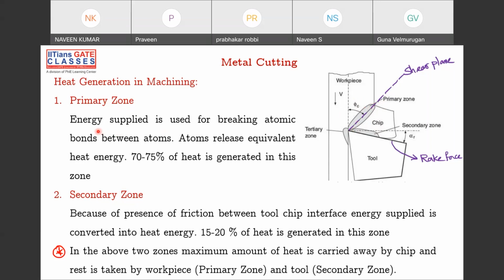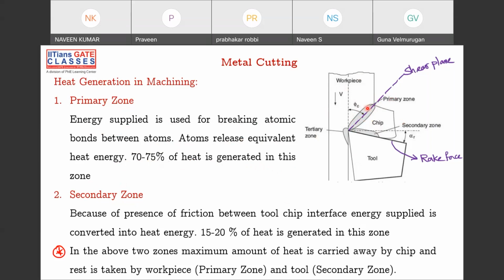You see, the energy supplied is used for breaking atomic bonds between atoms. Atoms release equivalent heat energy. 70 to 75% of the total heat generated is in this zone. Let's say the total heat generated is H. Then 0.7 H, or 70% of H, is generated in this place. Okay, that is the primary zone.